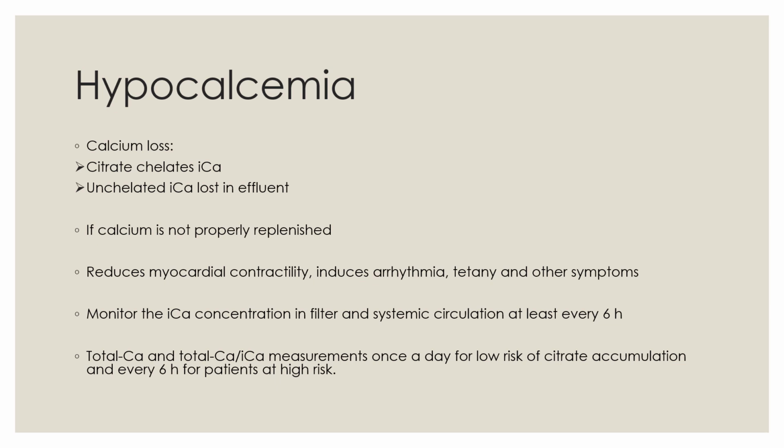Hypocalcemia during renal citrate anticoagulation occurs as citrate in the extracorporeal circulation chelates ionized calcium to form a citrate calcium complex, part of which, along with some of the unchelated ionized calcium, will be lost in the effluent through the semi-permeable membrane. If calcium is not properly replenished, hypocalcemia will occur. Hypocalcemia reduces myocardial contractility and induces arrhythmia, tetany, and other systemic symptoms. However, these complications are relatively easy to detect and manage with standard monitoring.